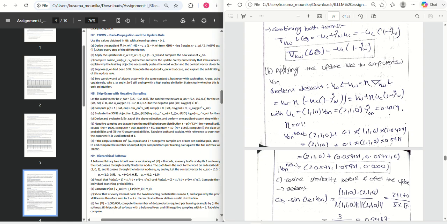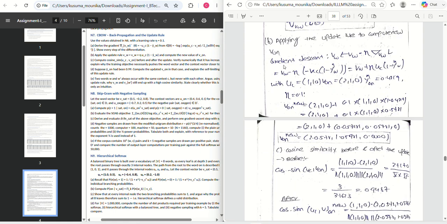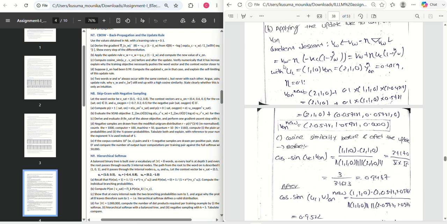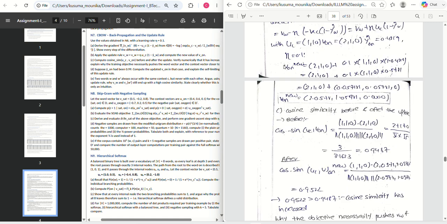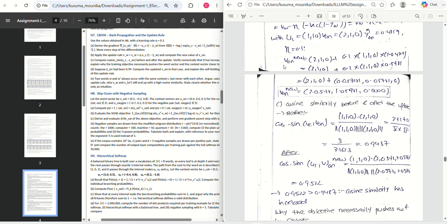Moving to the second question, the gradient descent update is VW gets VW minus the learning rate times the gradient, which becomes VW plus the learning rate times UC into 1 minus y hat W. Plugging in the numbers, with UC equal to 1, 0, 1, 0 and learning rate 0.1, into 1 minus 0.4219, gives the new V: 2.0578, 0.0578, 1.0578 and 0. Moving to the third question.